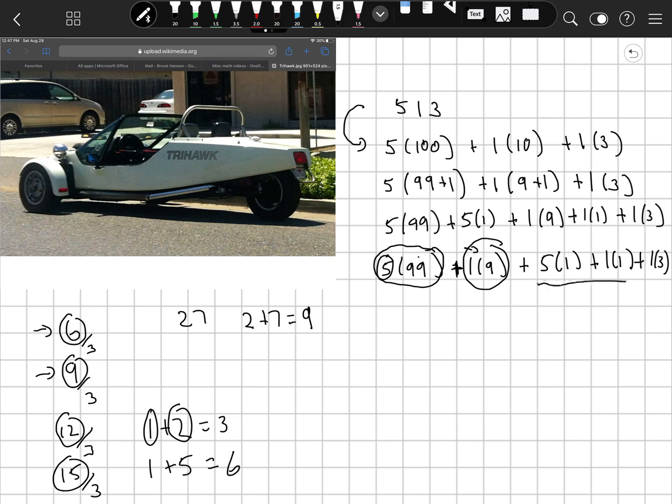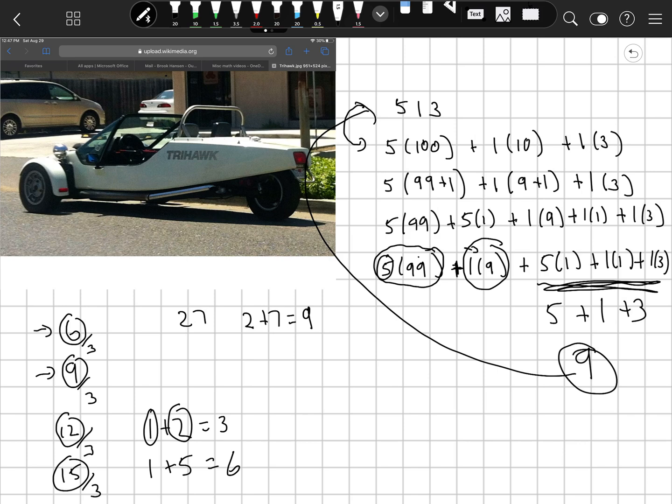The only part we have to worry about is right here. We have to decide if the sum of these numbers, if we add up all these numbers, 5 plus 1 plus 3, what do you get when you add them up? You get 9. And is 9 divisible by 3? It is. So that's kind of a proof, at least for this specific number, that's a proof that 513 would be divisible by 3.